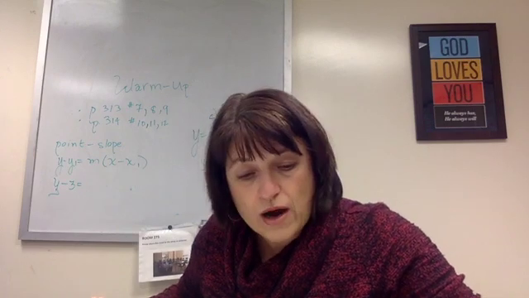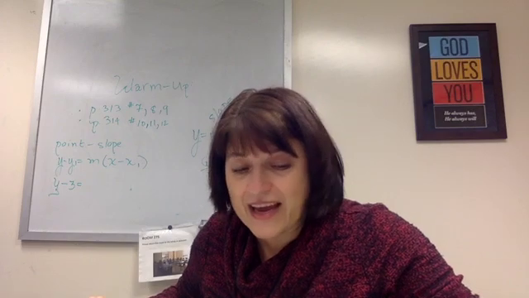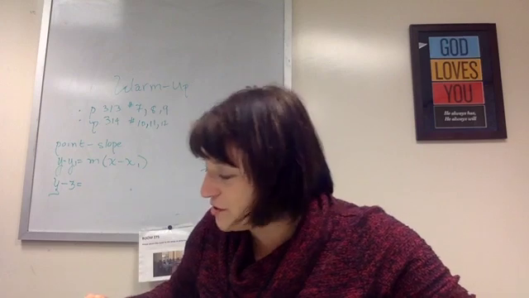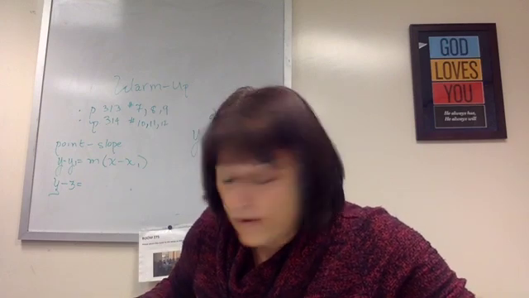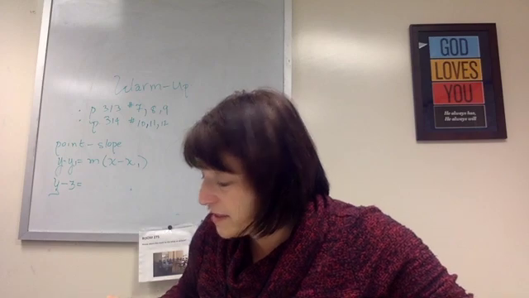25, y. Wait, where's this solved one? They didn't tell you to do it. I find it frustrating that they don't ask you to do that, because I think they're babying you a little too much, but they didn't. So number 25, y minus 4 equals 6 parentheses x plus 3.